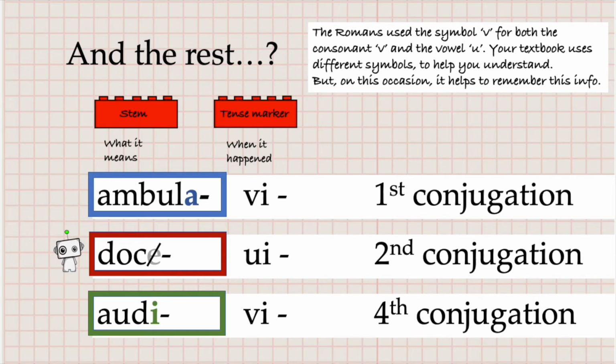Here comes the second conjugation, and that's docui, ui. The Romans use the symbol v both for consonantal w and for the vowel u. Your textbook's pretty good in that it uses two different symbols to help you differentiate. But if you think about docavi, if you say that often enough and fast enough, it ends up looking like, or sounding like, docui.